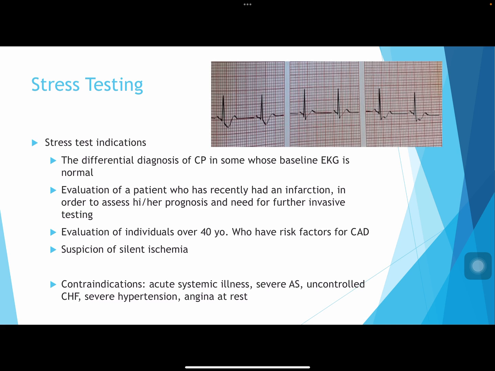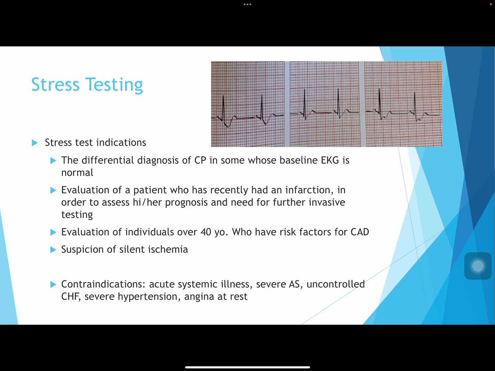Contraindications, sorry, that was a mouthful, for a stress echo include acute systemic illness, severe AS, uncontrollable CHF, severe hypertension, and angina at rest. If you ever have anything you question, I would always go to the doctor and ask, hey, do we need to do this? If you have an abnormality on the EKG, like a bundle branch block, they often won't even do stress tests for that. Then you have to go to the doctor and get that approved before you go through with the stress test.